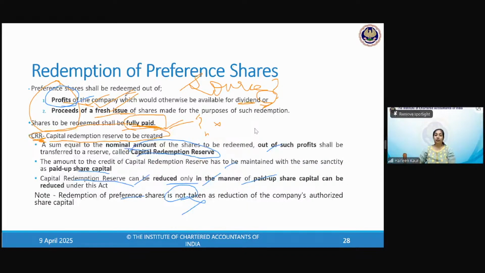Now the redemption of preference shares can happen out of the profits or out of the fresh proceeds. Now when you redeem out of the profits, then a CRR is created. What is the purpose of this CRR? A nominal amount of the shares. जितना भी आपने nominal amount shares का redeem करा है, उस amount का CRR create हो जाए. Now this CRR is used for dash. What is the purpose for which CRR can be used? It can only be used for paying fully paid up bonus shares. Excellent. Very good.